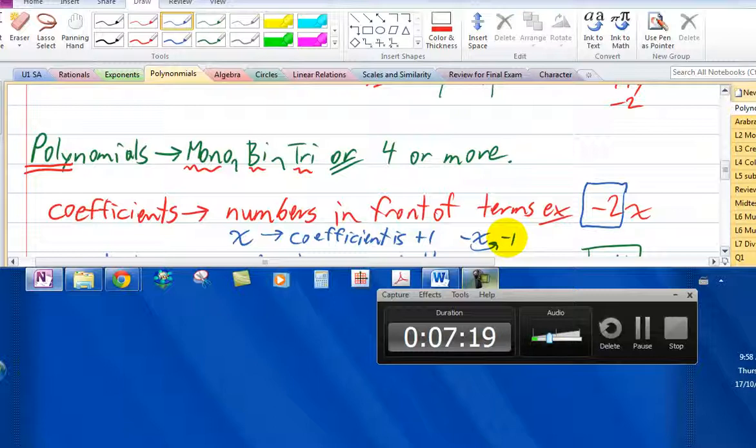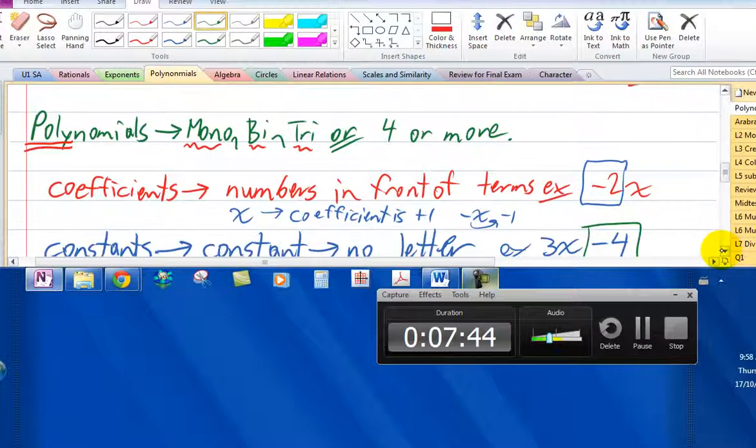But wouldn't the negative 2 also be a term? No, it's not, because there's no adding or subtracting in between them. It's multiplication. If I had x minus 2, x squared minus 2x, now I have 2 terms separated by that sign.